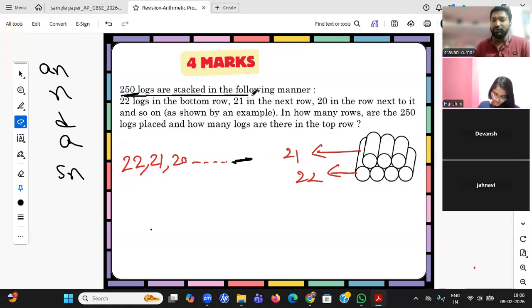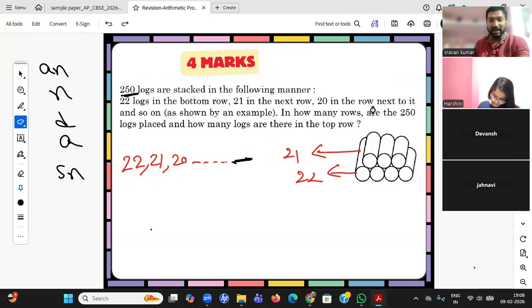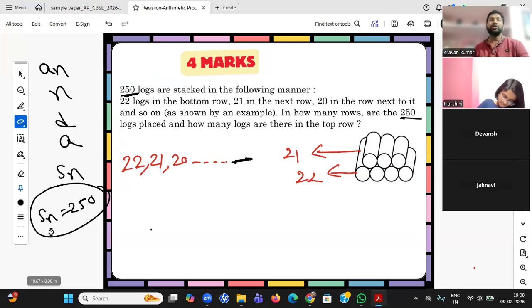Total there are 250. So why are you taking the last case? If you are taking this as 250, it means in the last row you are arranging 250 logs. Is that the case? Oh, they asked the number of rows. Okay, so this 250 is nothing but S of n. S of n equal to 250 is given. That is what you need to do for a case-based question. You need to write the sequence and understand what the data corresponds to.